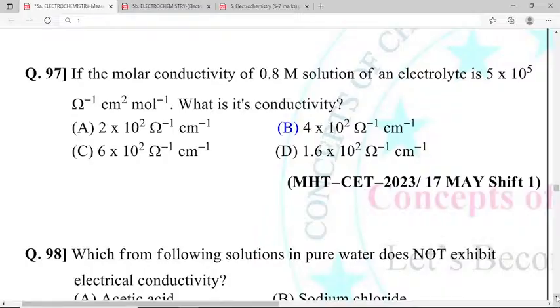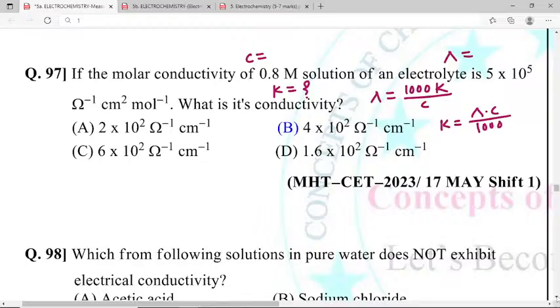If the molar conductivity of a 0.8 molar solution is given, so C is given and the molar conductivity lambda is also given. What is the conductivity? We have to calculate K. Molar conductivity is equal to 1000 K by C, so K is equal to lambda into C divided by 1000. Substitute the values, and we will get the answer.